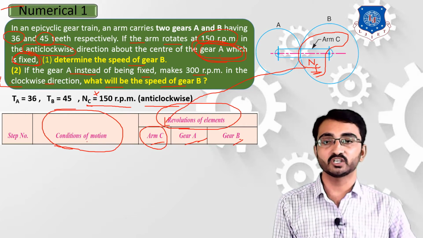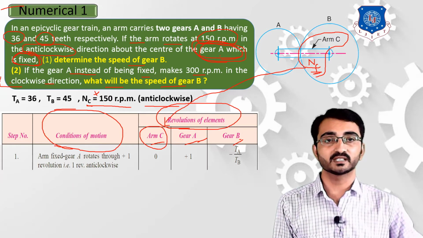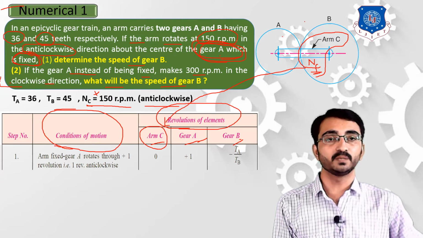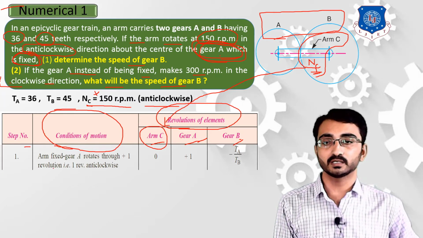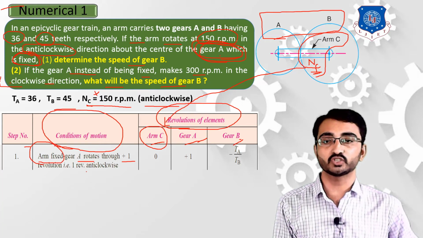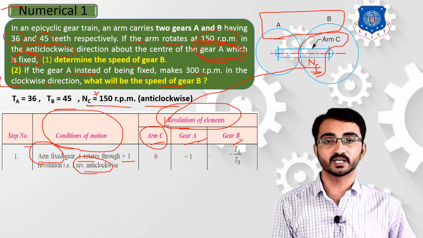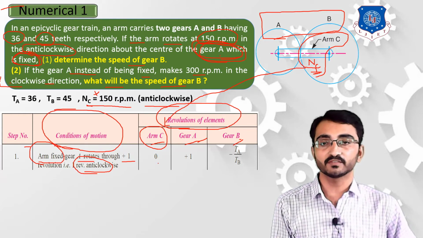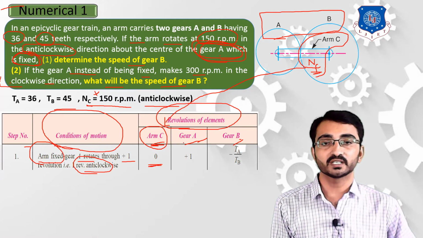Now for the first condition of motion, we will always consider that our arm is fixed. In that case gear A and gear B will form a simple gear train. So in this numerical, the arm is fixed, and gear A is rotating plus one revolution in anti-clockwise direction, and similarly you can derive the equation for gear B. Let's find out the values of speed. Here the arm is fixed, so we put 0. Gear A is rotating with plus 1 RPM, so we consider plus 1.